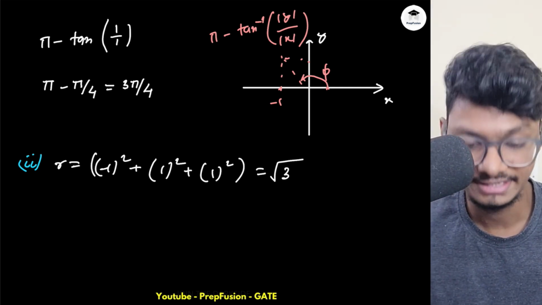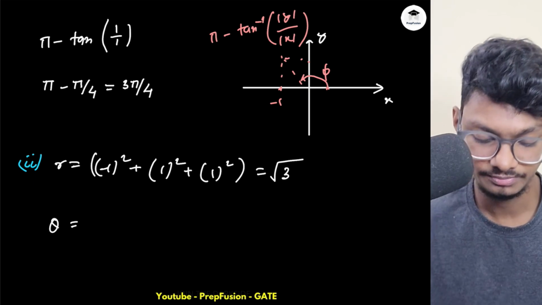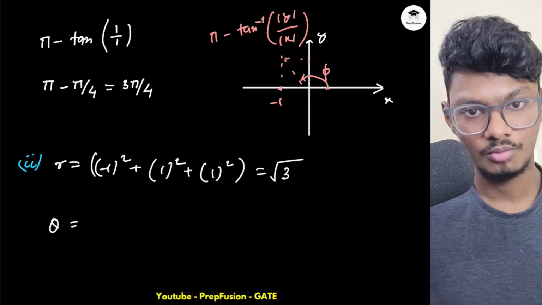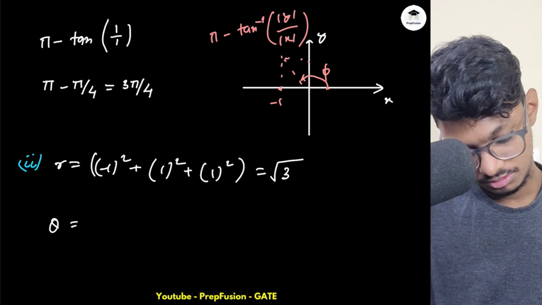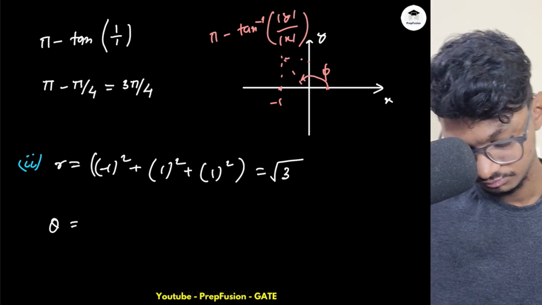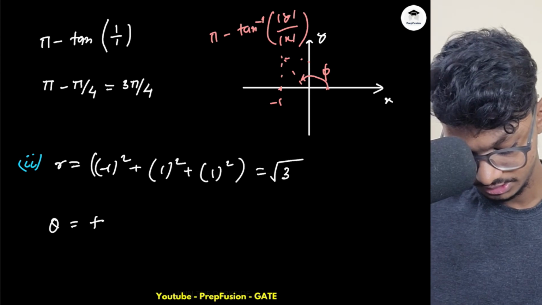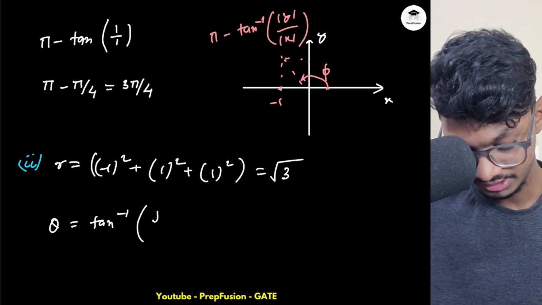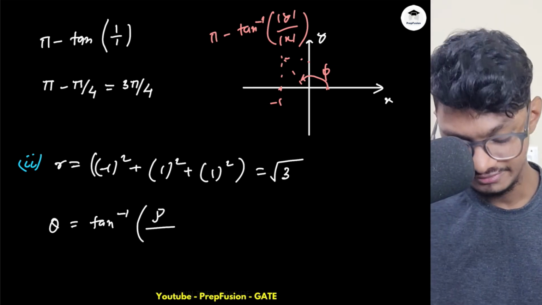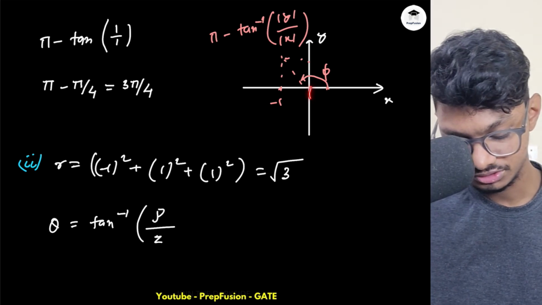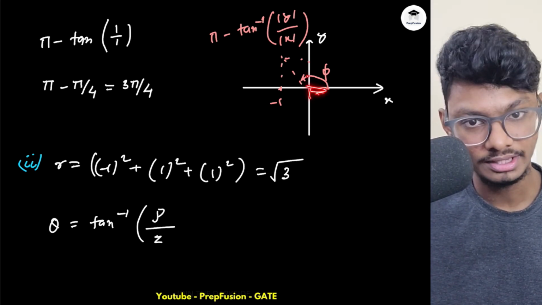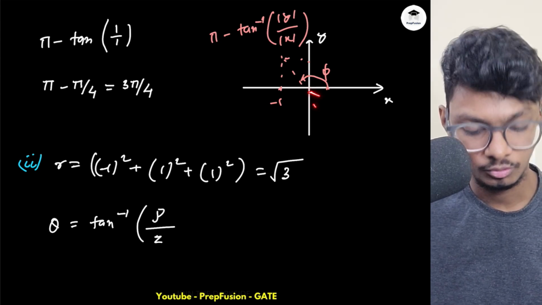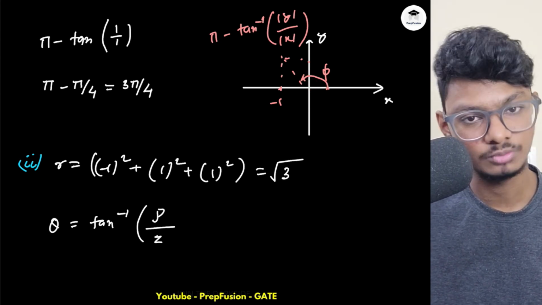Now what about the theta? The theta will be simply rho upon z, so it is tan inverse. Rho will always be positive, so one thing I am relieved. And z, if it is positive, the angle will be from 0 to pi by 2, and if it is negative, it will be more than that.